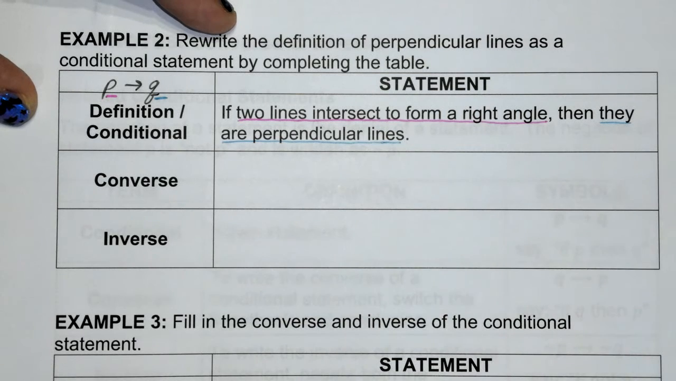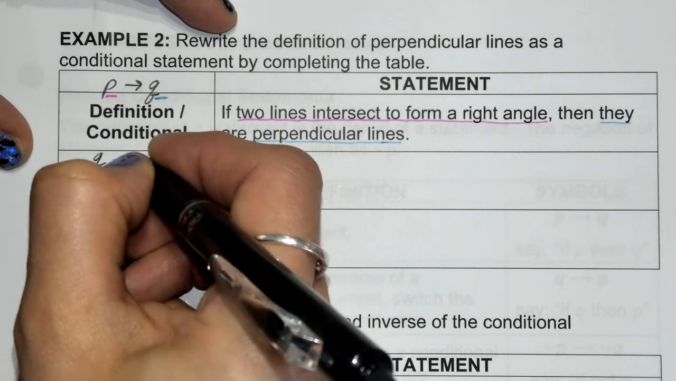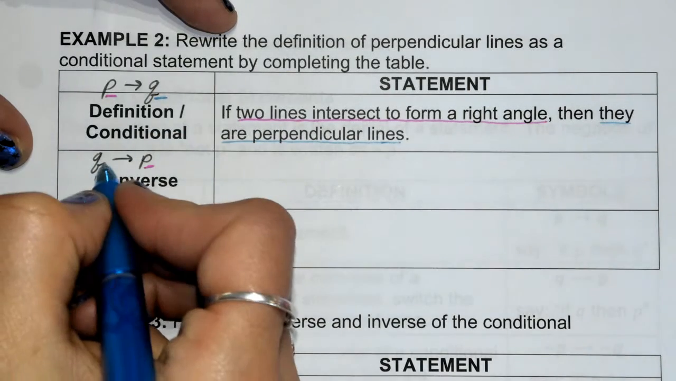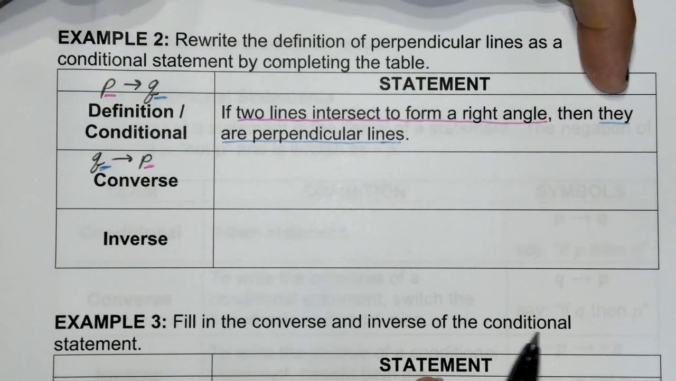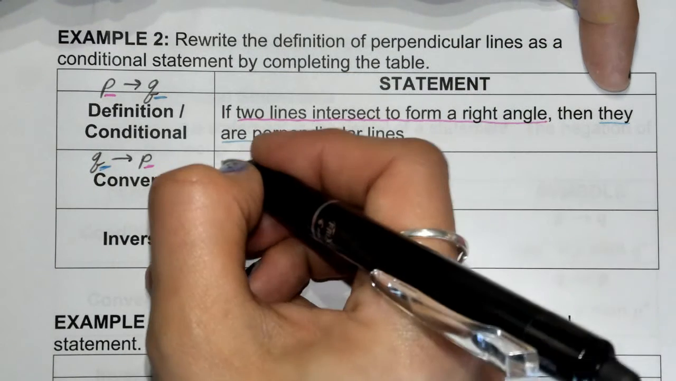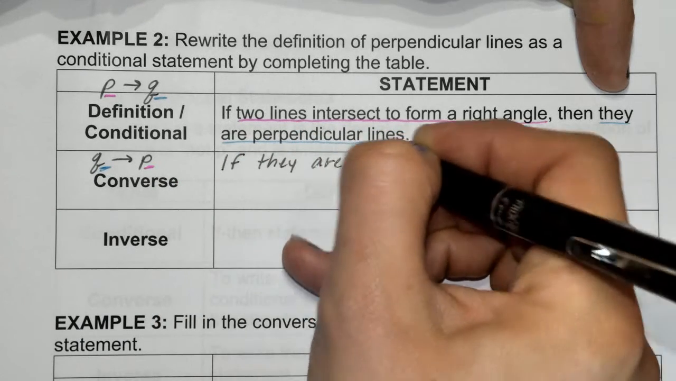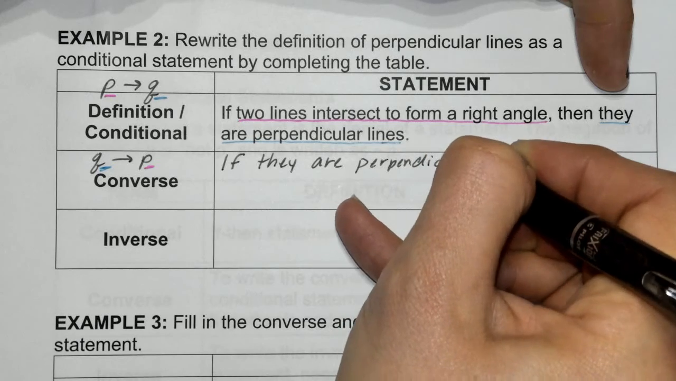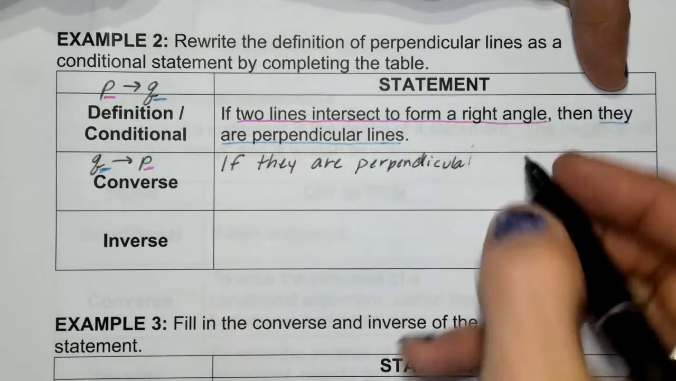No if, no then. Because the if and the then are going to say exactly where they are in the new statements. So your converse, all we're going to do is switch. We're going to have if Q, then P. So see, our colors and our letters have switched places. So we're going to take the conclusion, they are perpendicular lines, and we're going to add that word if in front of it. If they are perpendicular lines, again, sorry for the messy handwriting, but we're just copying it directly from above.